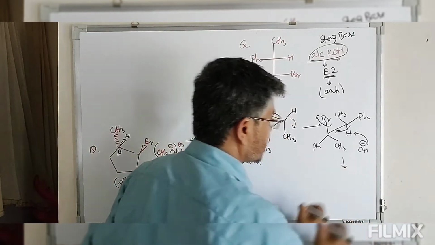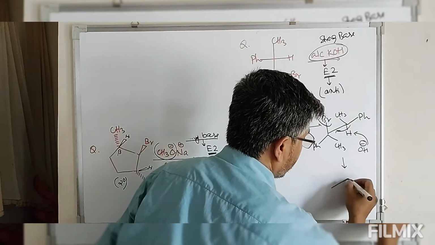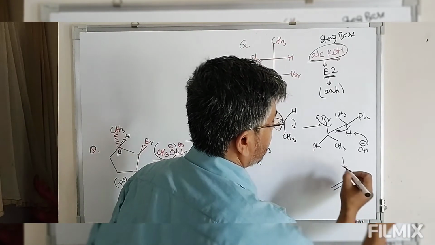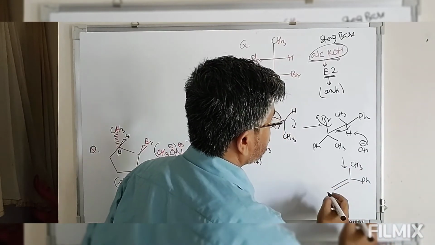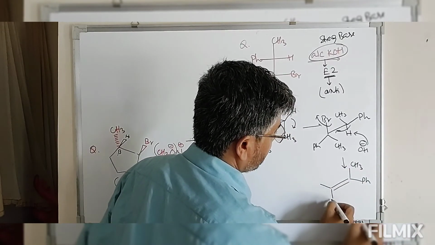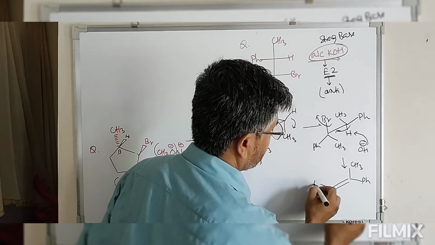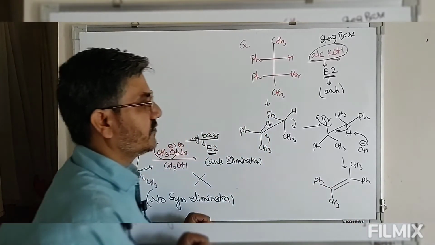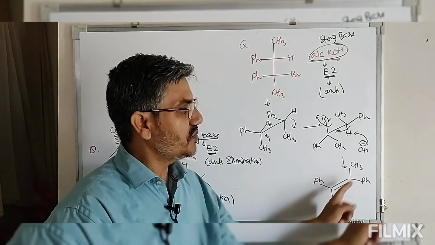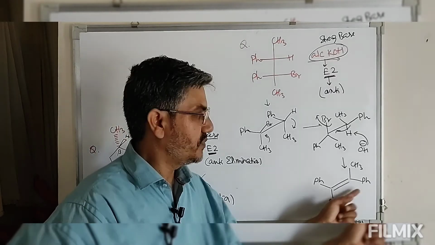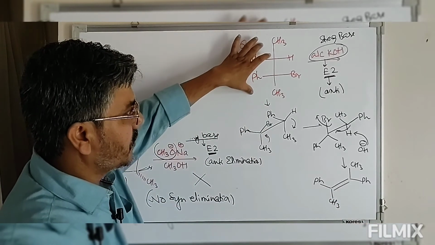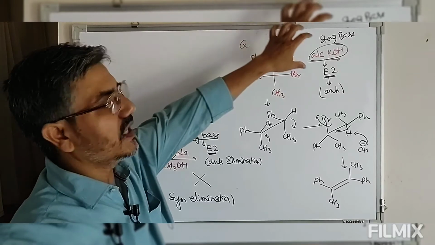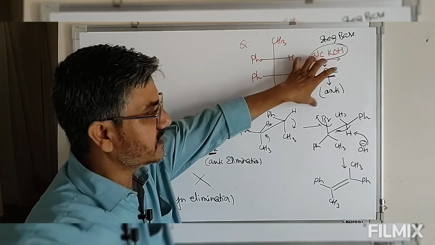So after this we have, look at this, C=C double bond बना. Then we have, look at this, pH CH3. Then we have CH3 pH. So if you look at this, methyl is at a distance of 180 degree, pH 180 degree. So this compound when it reacts with alcoholic KOH, an elimination reaction takes place.